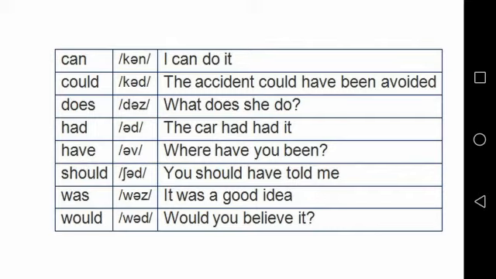Should becomes should. You should have told me. Was becomes was. It was a good idea. Would becomes would. Would you believe it?